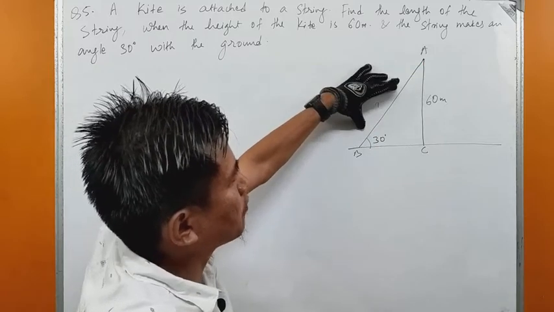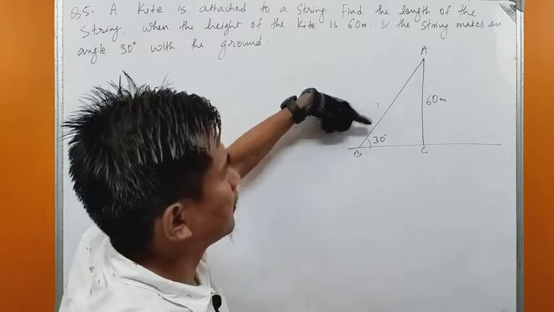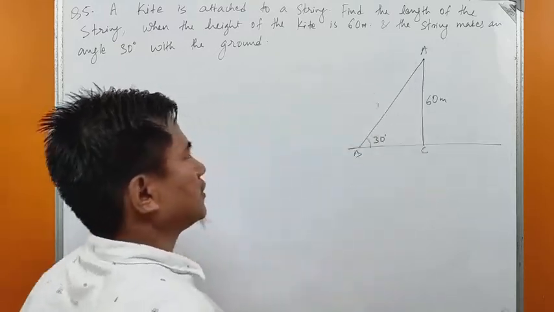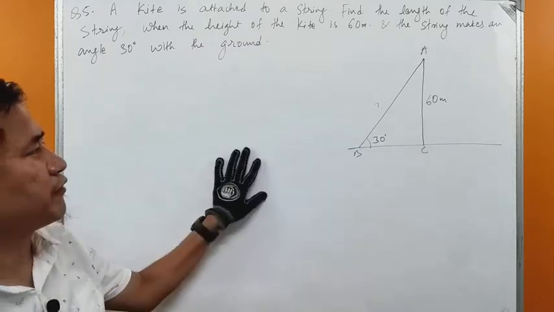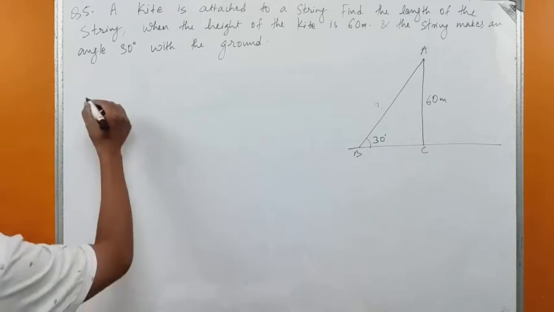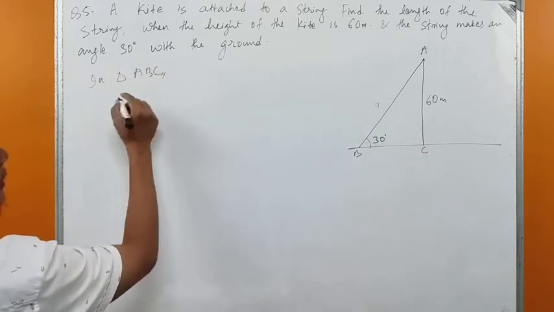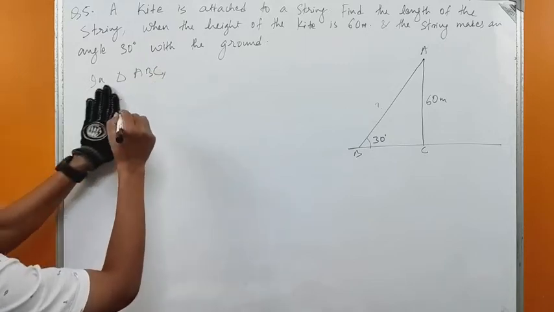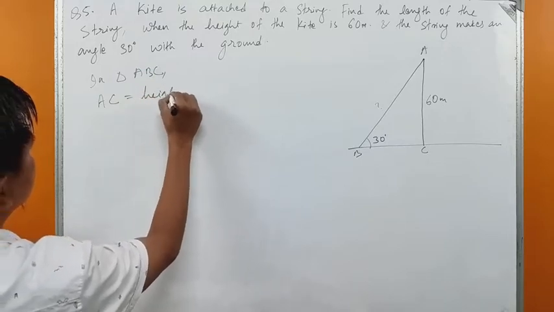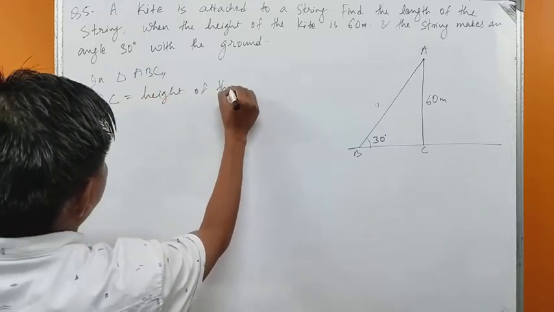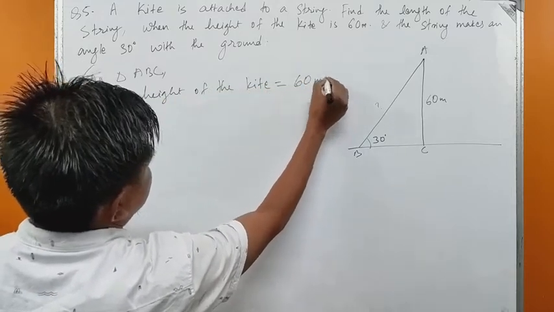Okay, hypotenuse AB, and perpendicular is given to us. Sin theta, isn't it? Sin theta means perpendicular upon hypotenuse. Okay, we will apply sin theta here. Now in triangle ABC, AC equals the height of the kite equals 60 meter. This is given to us, isn't it?